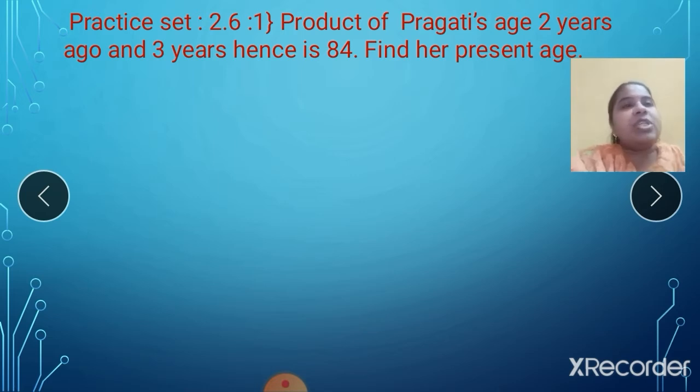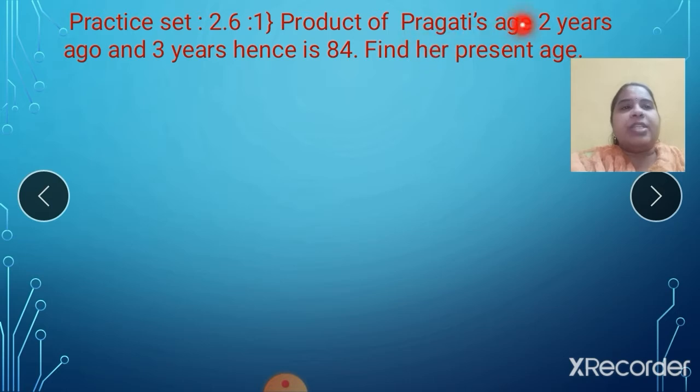There are a few steps to be followed while solving word problems in quadratic. The steps are: first, try to start from the last part of the question and take a proper assumption. Then read the question part by part, convert it into an equation, and then solve it by any suitable method which you find easy. Okay, let's see the first question.